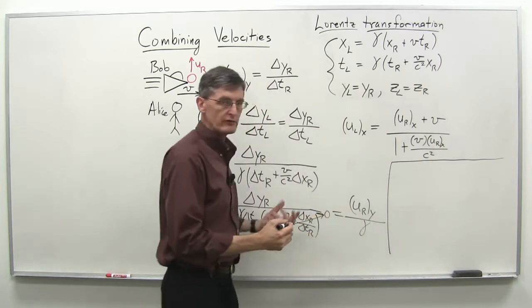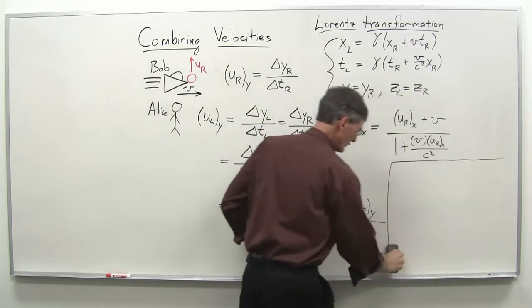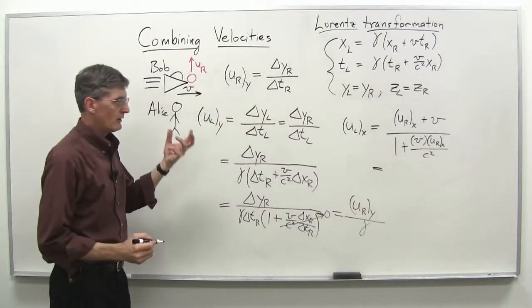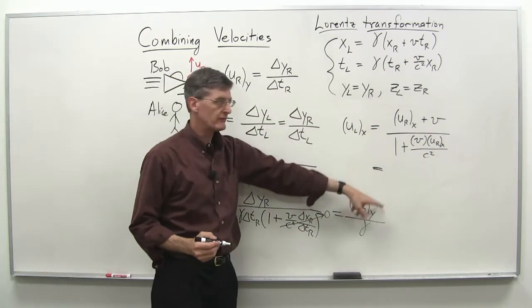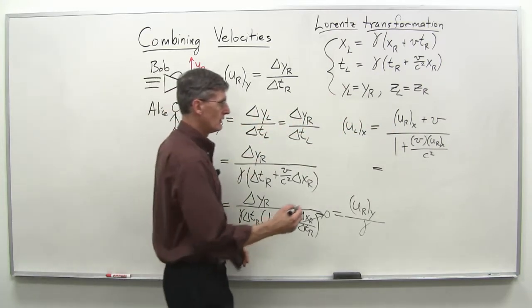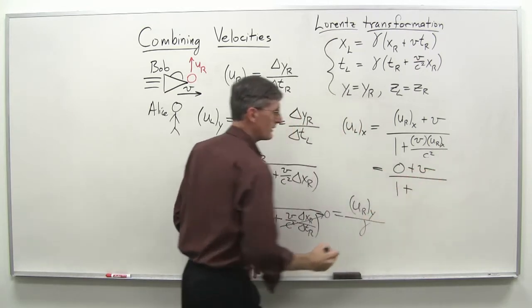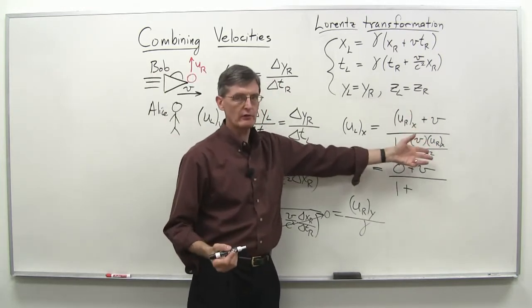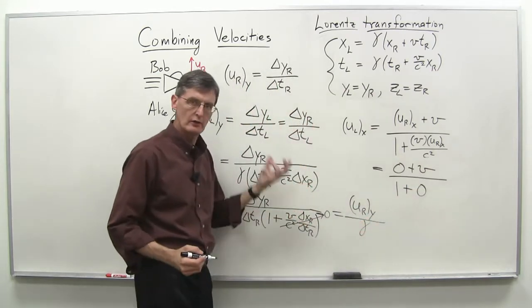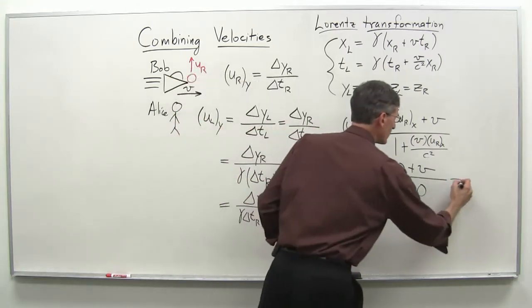So let's do u sub Lx. Here's the formula we want to use right here. Don't have to rewrite it, because we already wrote it. In this case, u sub Rx, remember we just finished talking about it, is 0, right? As far as Bob is concerned, no velocity in the x direction. So I get 0 plus v all over 1 plus 0, because u sub Rx is 0. We did this example when we were talking about the transformation equations for the velocity. This just gives us v.